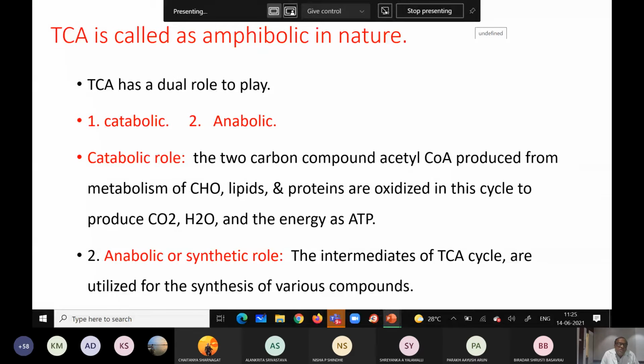Whereas when you consider the anabolic or synthetic role, the intermediates of the TCA cycle are utilized for the synthesis of various compounds. In the cycle of 8 reactions, there will be the formation of some intermediates which will be helpful for the synthesis of other compounds. That is the anabolic role.